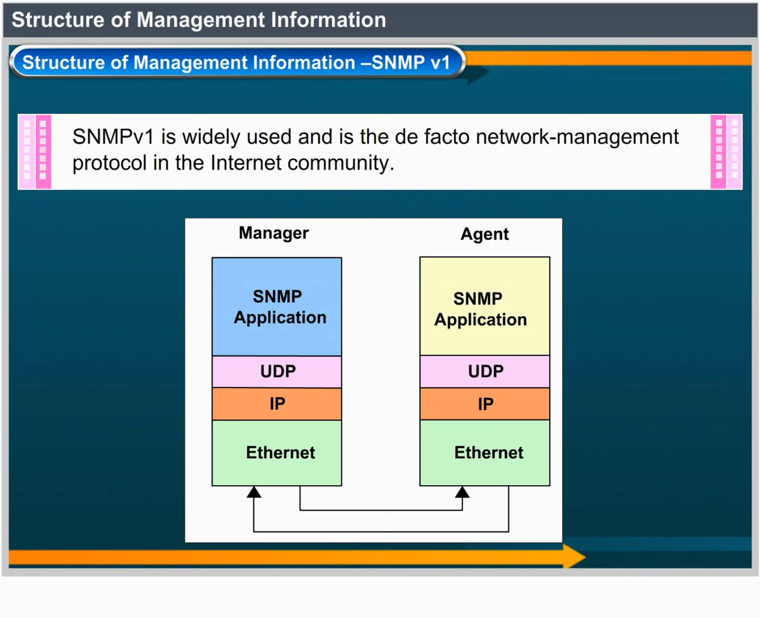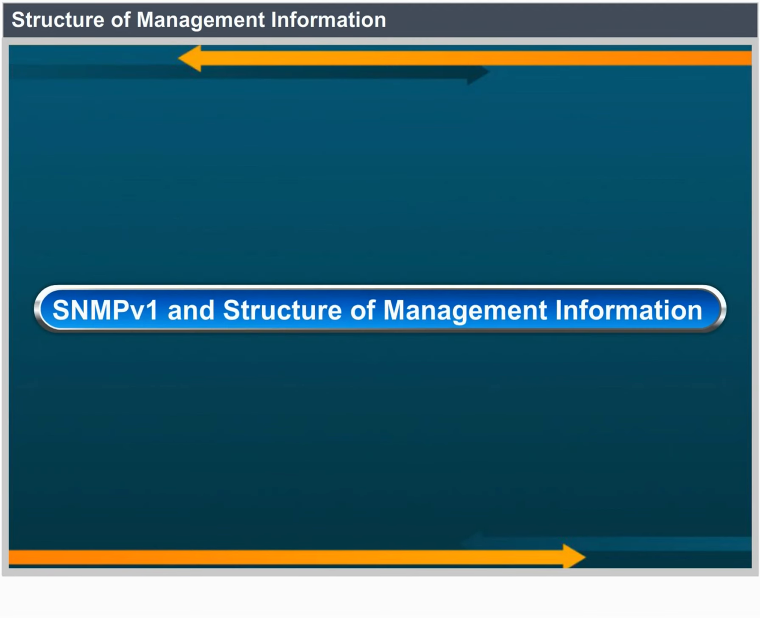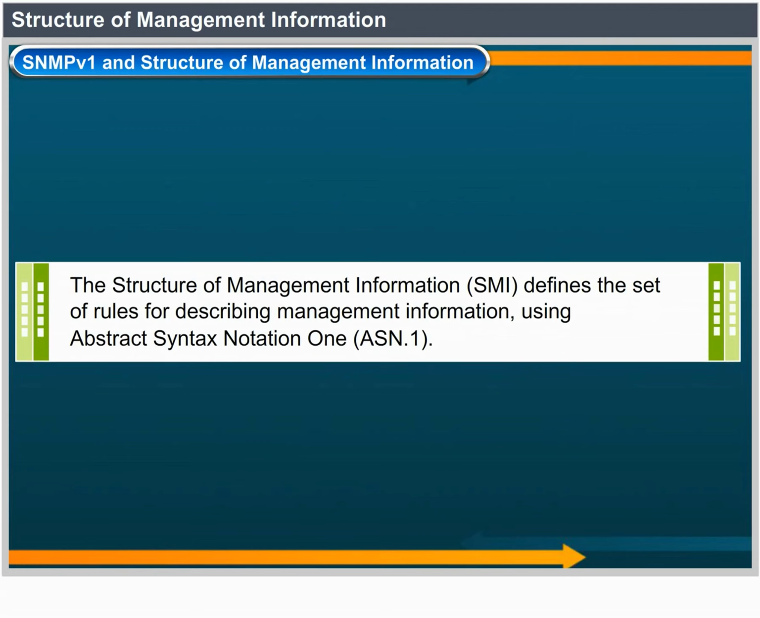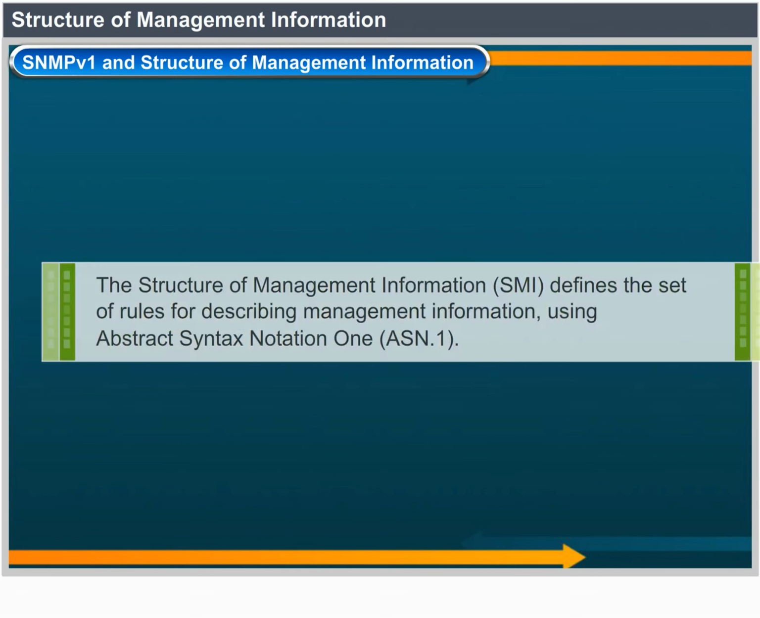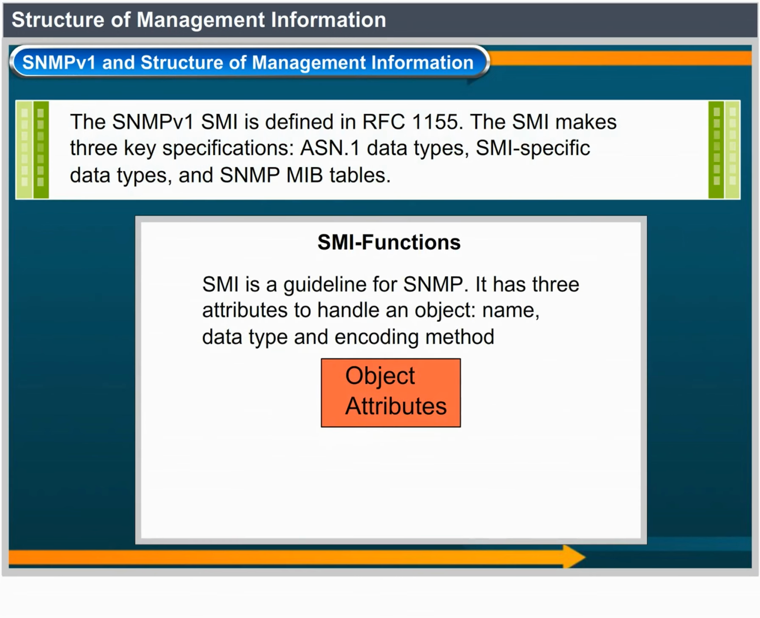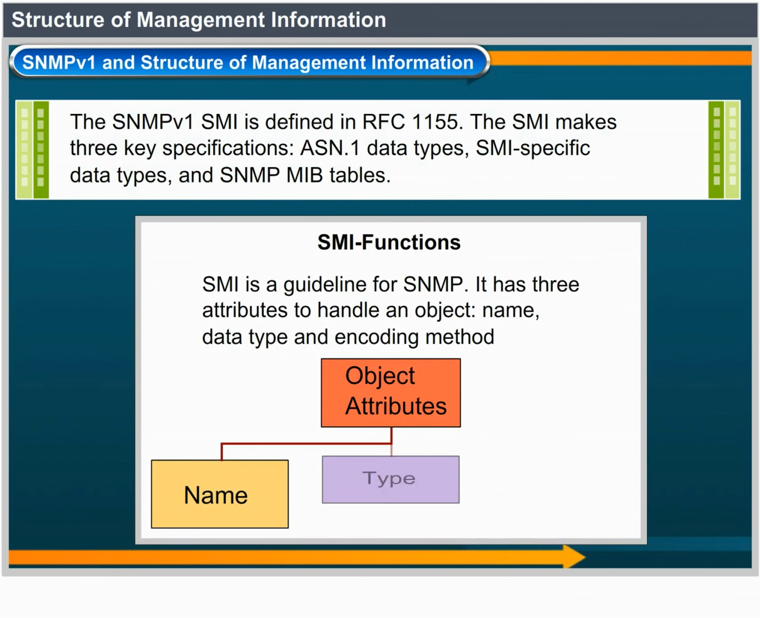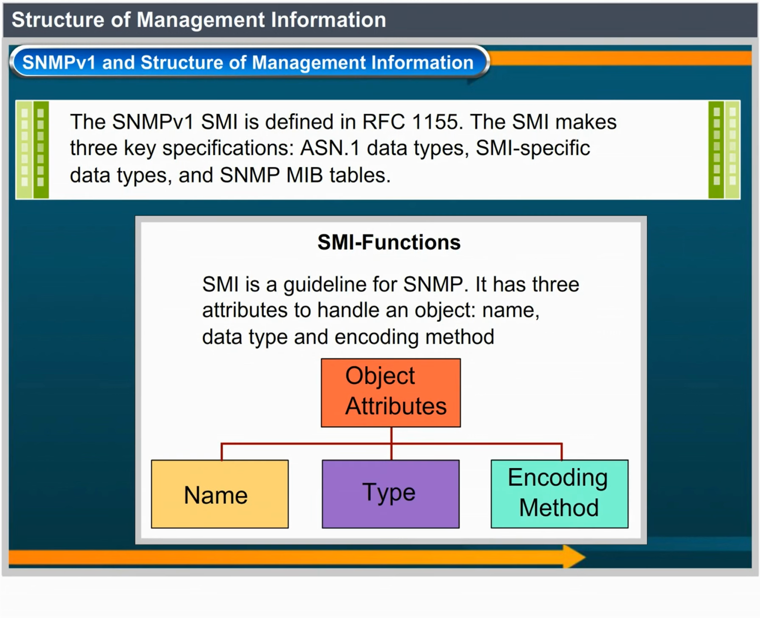SNMP v1 and Structure of Management Information. The Structure of Management Information or SMI defines the rules for describing management information using Abstract Syntax Notation 1 or ASN.1. The SNMP v1 SMI is defined in RFC 1155. The SMI makes three key specifications: ASN.1 data types, SMI specific data types, and SNMP MIB tables.